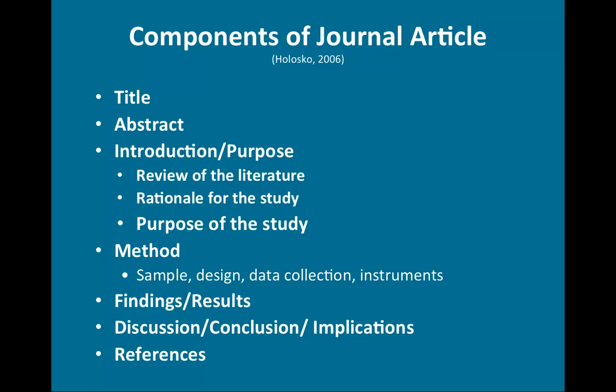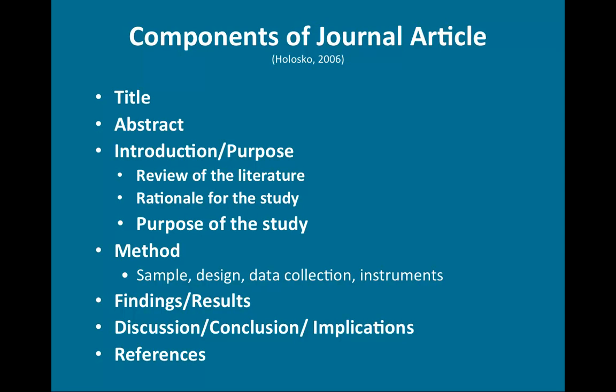Okay? I really want to spend some time on this slide in particular. There are several components of a research journal article or a scholarly journal article, and you're probably familiar with this. As you are looking at more and more articles, I want you to pay attention. There's always a title. There's always an abstract. There's some sort of introduction, a review of the literature is what we often call it in the beginning. Oftentimes they talk about the purpose of the study in there.